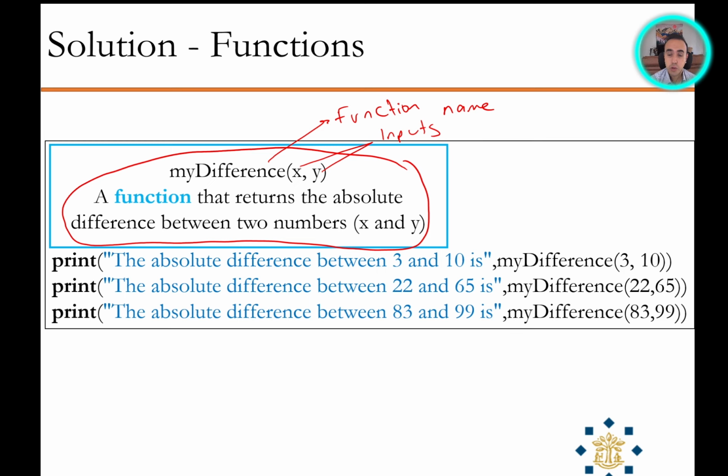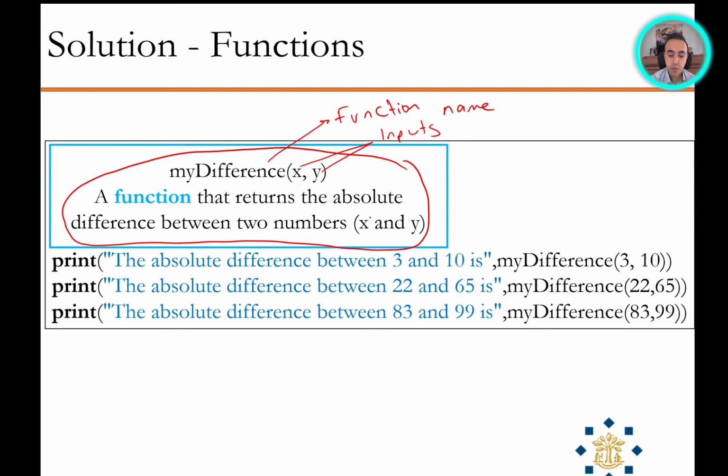So we are going to learn the inputs today in this class and the function name. And we actually don't need to know the exact details of this function. What we just need to know is that it is a function that returns the absolute difference between the two numbers x and y. So that's all you need to know. You don't need to know what the code inside is. You just need to know how to use it.